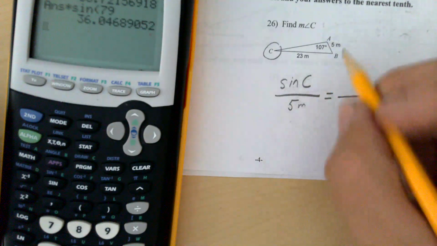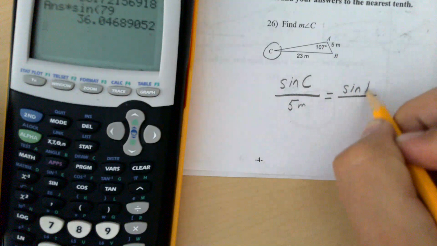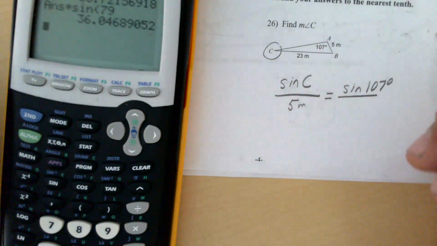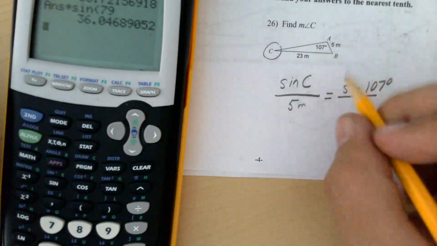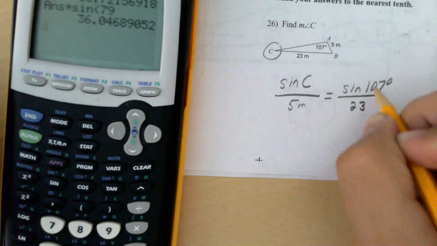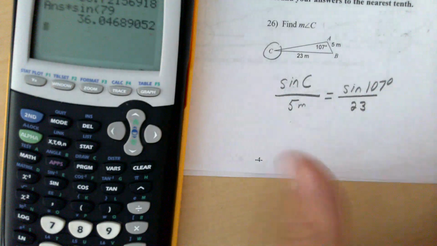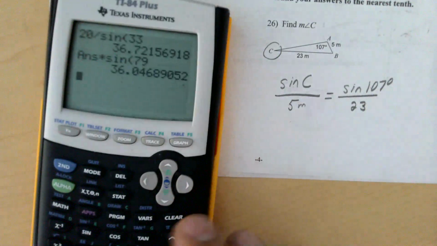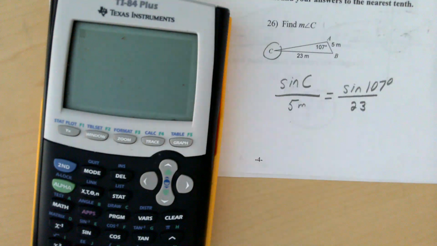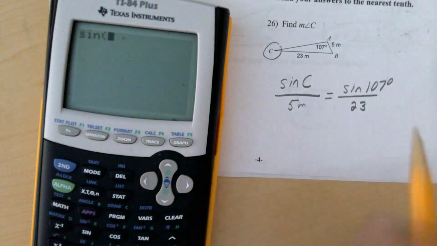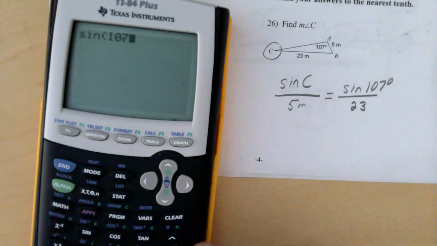So the good news is I can see a 107-degree angle. That's obviously going to be my biggest angle, and my biggest side would have to be 23. So angle to corresponding side. There's the setup. That's worth 3 points on your test. And then all you need to do is use a calculator. So once again, I simply type in the right side.